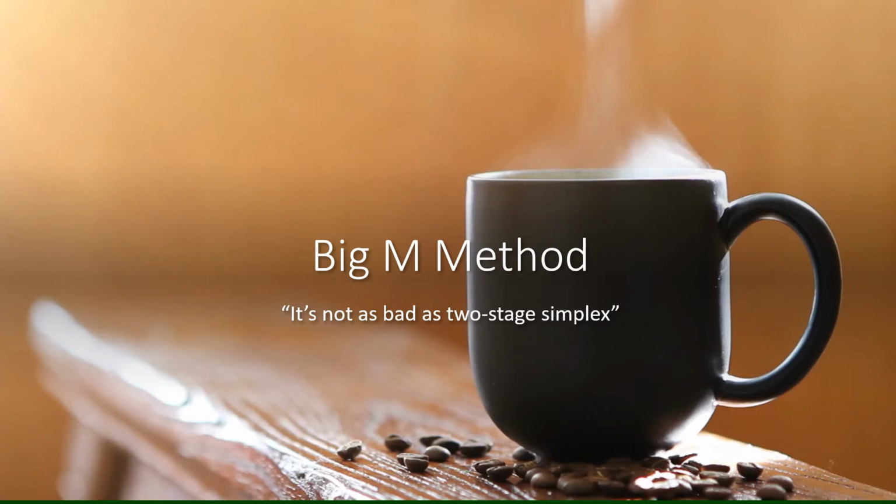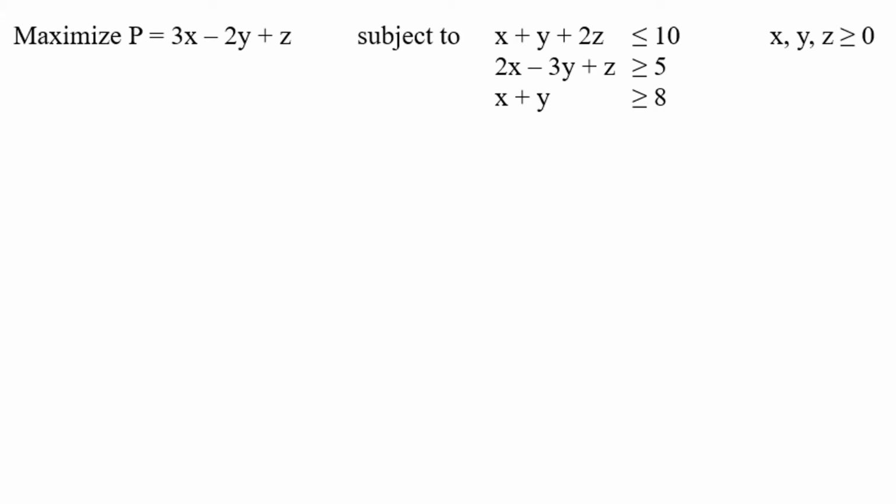So I was messing around in PowerPoint and apparently it's got this as an optional background. So this is what we're going to use for the big M method. It's not as bad as two-stage. It's pretty bad, but it's not as bad. Let's go. Okay, so this is our big M method.